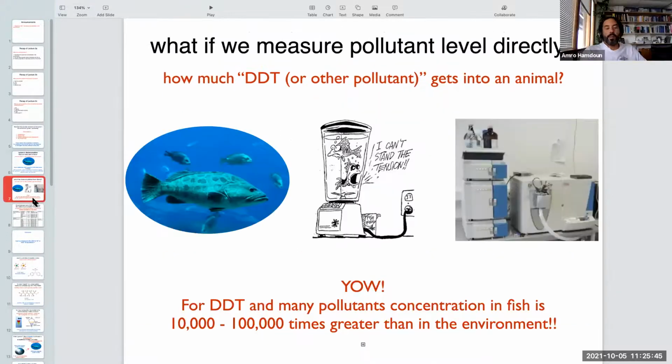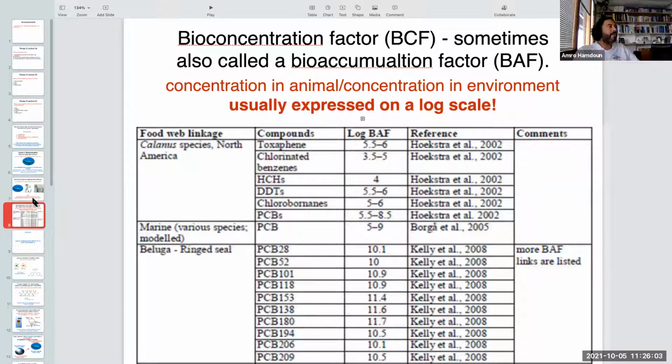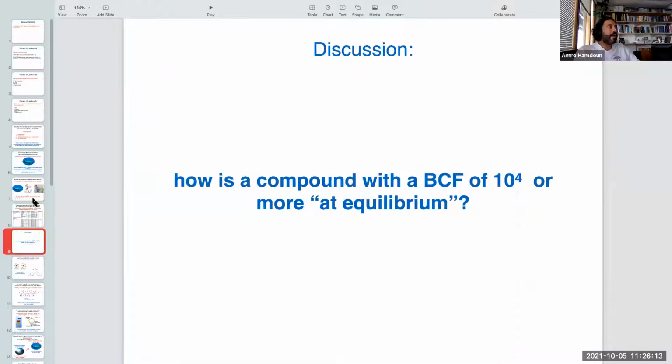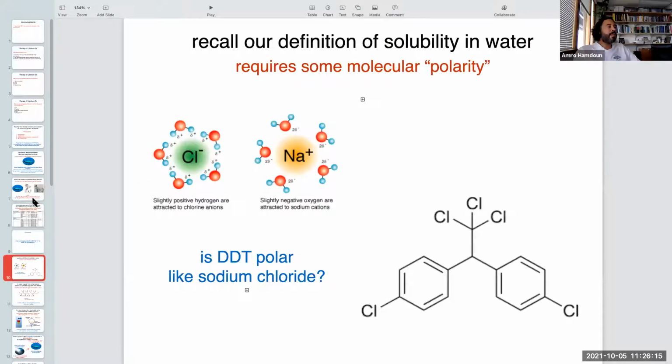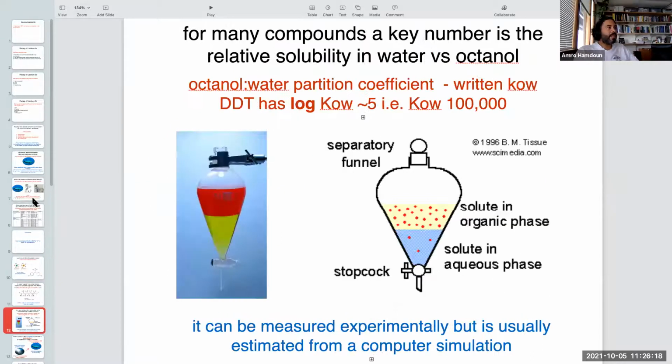So we talked about, how do we do this? What if we measure pollutant level directly? How much DDT or other pollutant gets into an animal? And so we said, there are these three steps. Basically, you go and you get the animal or some tissue from the animal, you grind it up and you do the mass spec, and then you get these very high concentration levels that are hundreds of millions of times, or billions of times greater than the levels in the environment. So how does that all work? And we talked about the solubility definition and the octanol water partition coefficient.